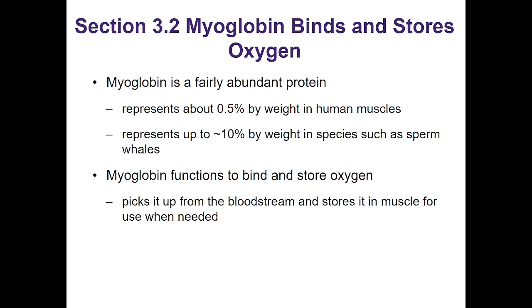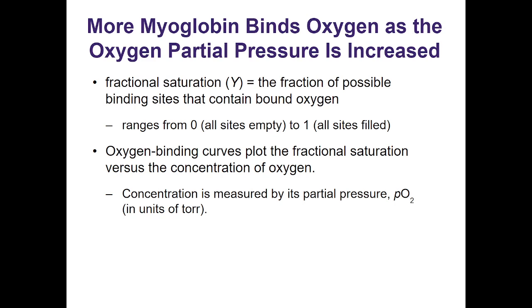So myoglobin is a fairly abundant protein. It represents about 0.5% of weight in human muscles. This represents up to 10% by weight in species like sperm whales, for example. Okay? Myoglobin is going to function to bind and store oxygen. It's going to pick it up from the bloodstream and store it in the muscle for use when it's needed. And then it will release it when the levels drop low enough in the muscle. Okay? And under certain conditions.